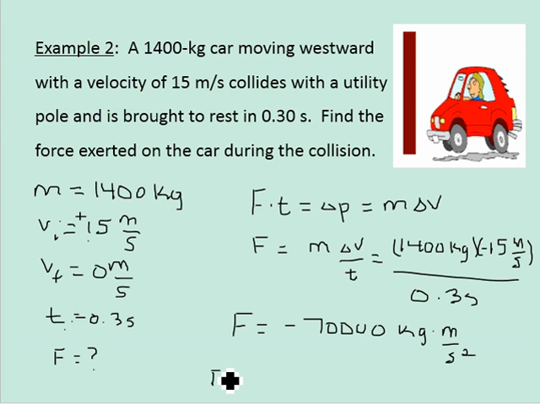So the force that's exerted on the car by the pole to create that change of momentum is essentially 70,000 newtons. The negative sign indicates the direction, which would be to the right, which completely makes sense. I'm traveling westward, to the left. I am slowing down, so my acceleration has to be to the right. The force that causes it has to be in the opposite direction of motion in order to be a slowing force.